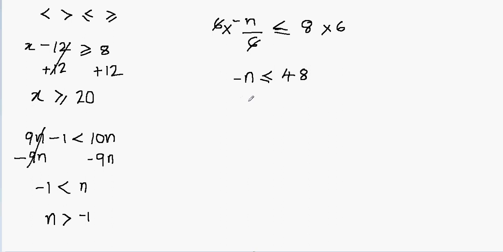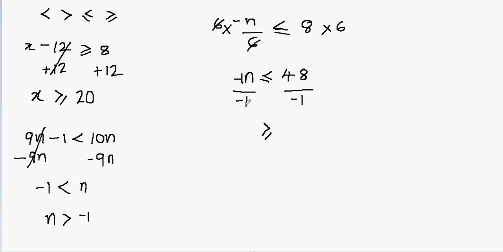Now, one small rule we have to remember for inequalities is that whenever you multiply or divide by a negative number, you flip the sign. Here I have negative n, and I want n by itself, so I have to get rid of the negative sign. I can write negative n as negative 1n. So I divide both sides by negative 1. Since I have divided both sides by a negative number, I need to swap the inequality, so it becomes greater than or equal to.